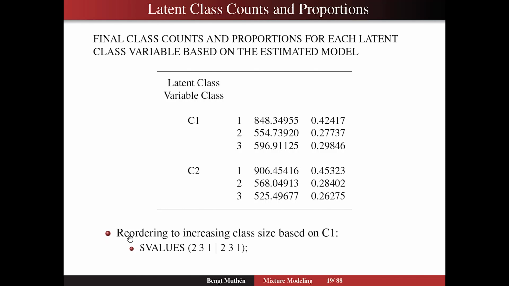So we can reorder the classes, and we want to do that in this first stage. Based on C1 here, we want to have the lowest class first, say. So 2 comes first, and then the second lowest comes next, so 3, and the biggest class we want to have last. And we want to do the same thing for C2. So 2, 3, 1, bar, 2, 3, 1.